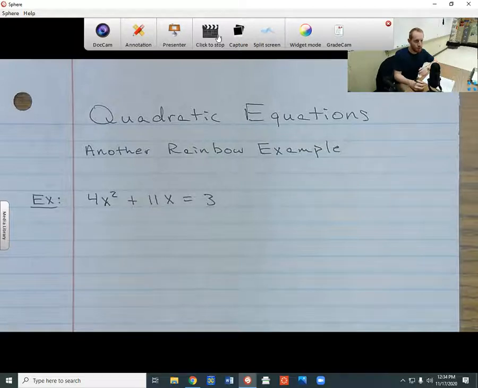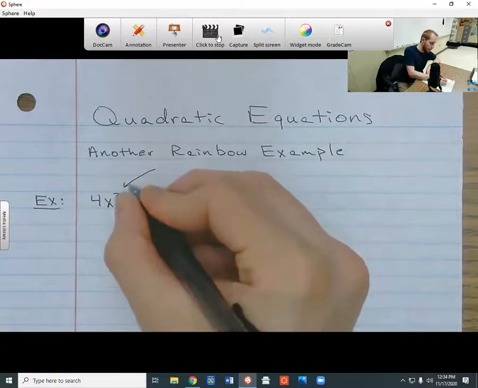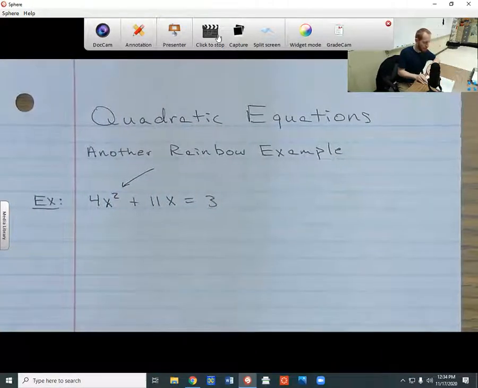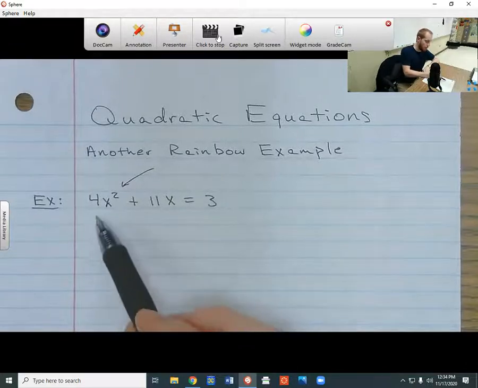Alright, so today we're doing quadratic equations again, and here I have another rainbow example. Now, the reason why it's a quadratic equation is because the highest exponent is 2. Whenever your highest exponent is 2, you're going to have what's called a quadratic equation. And this one specifically is a rainbow example, and that's just because of this leading coefficient right here.